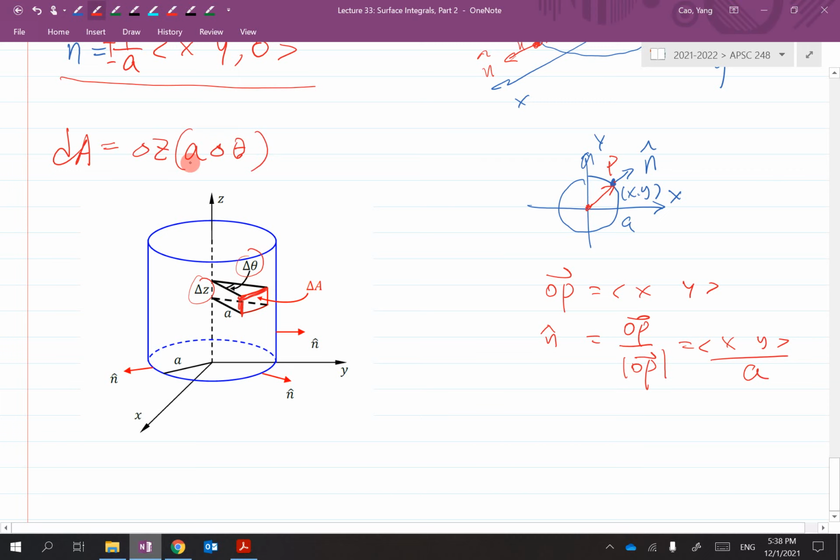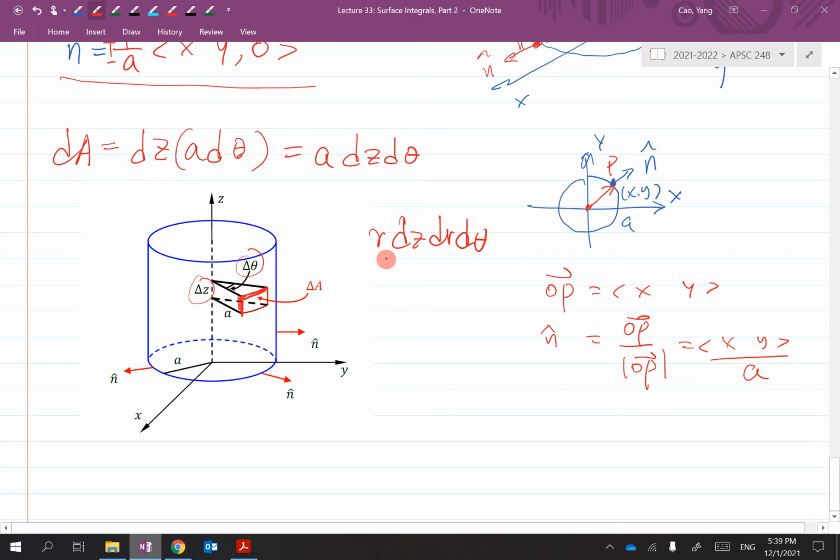So that's your dA, but of course I should use d here, because I use d over here. So dA equals, simplified, a times dz d theta. a times dz d theta. And if you recall the formula for cylindrical coordinates for a triple integral, that's r times dz dr d theta, if you recall that.